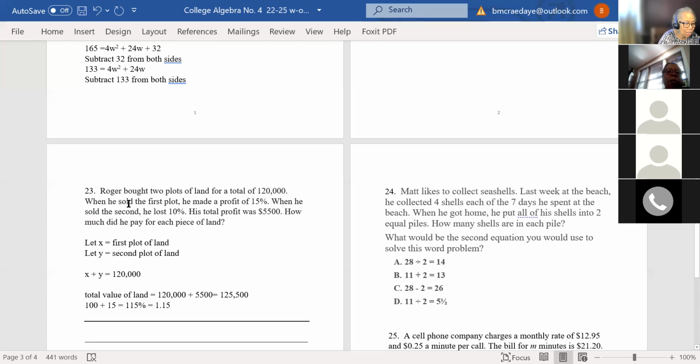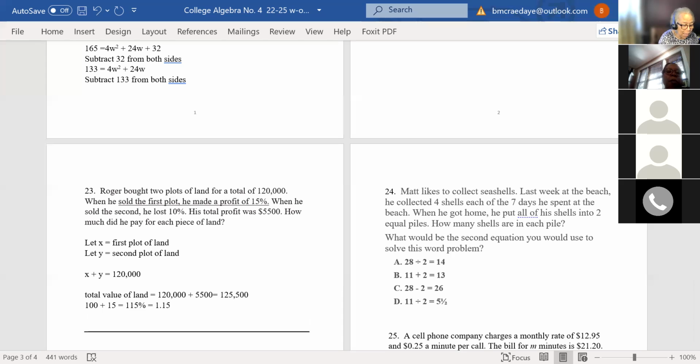See right here, Audrey? When he sold the first, you want 15%, you got 115. Where was that 115 from? I added the 100. Yeah, 100% plus the 15% added to it gives me 115, 1.15, because he made a profit of 15%. But on the second plot, he lost money. So it's 100 minus 10, which is equal to what? 90%, and that's equal to 0.9.